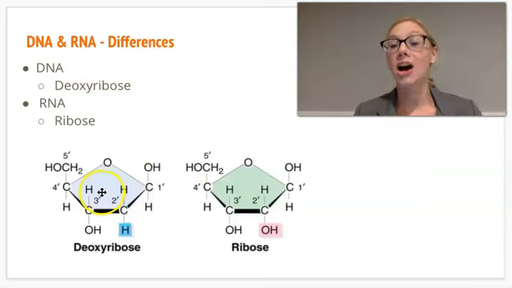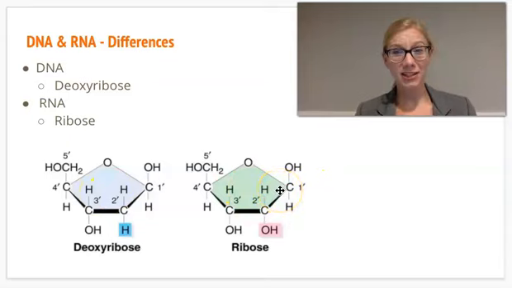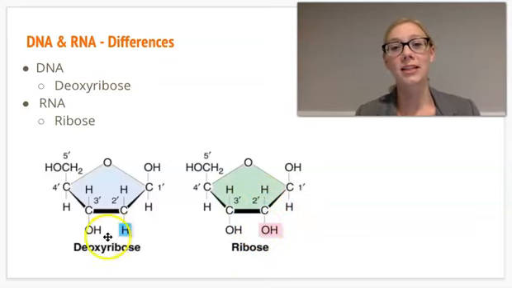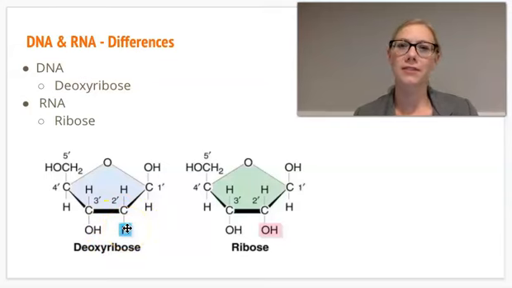DNA sugar is deoxyribose and RNA sugar is ribose. And there's really just one small difference you'll notice between them, and that's this OH group that exists in ribose and this hydrogen that is in deoxyribose. You can think of it as like no oxygen, right? And that's really the difference in the two sugars that make them up, but it plays a kind of important role later on.